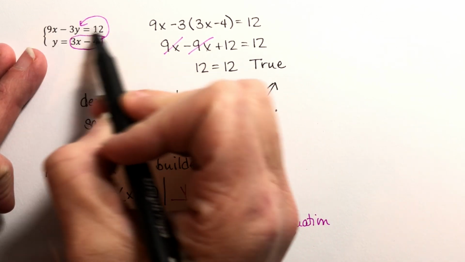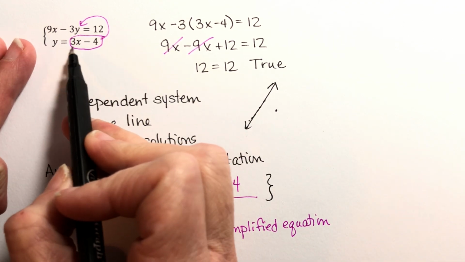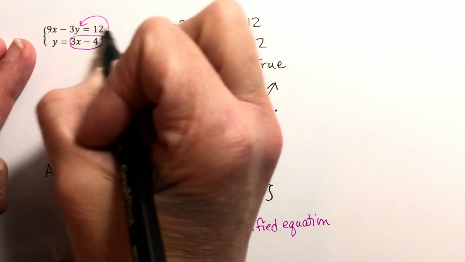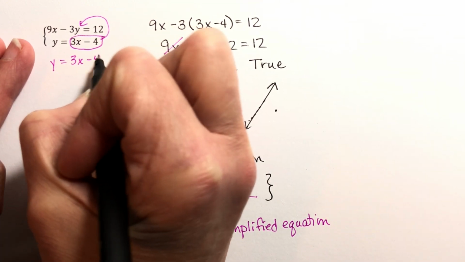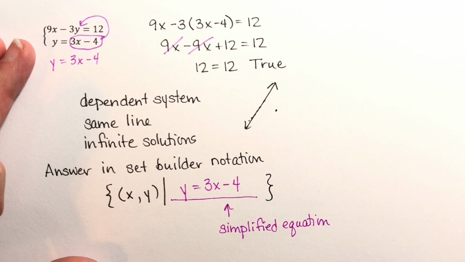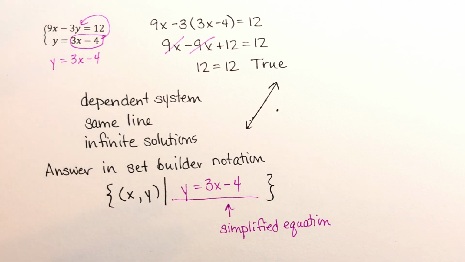By the way, if you rearranged this and put it in slope-intercept form, you're also going to get y is equal to 3x minus 4, which makes it extremely obvious that you are dealing with the same line. Now, in the next sections, we're going to be taking some of these methods and expanding them to 3 variables.